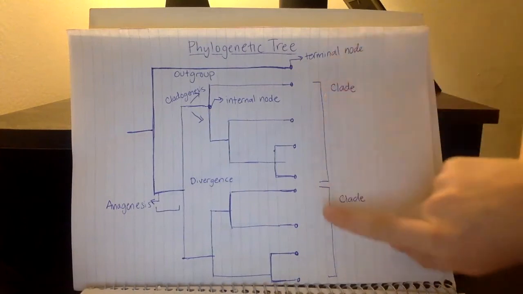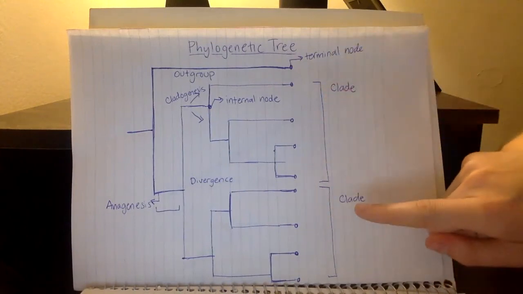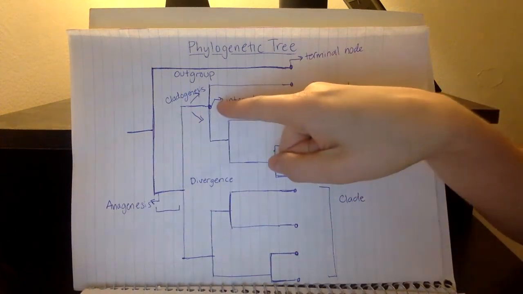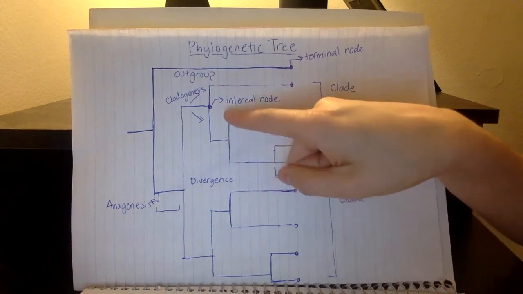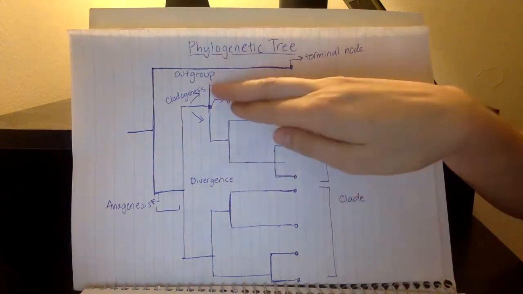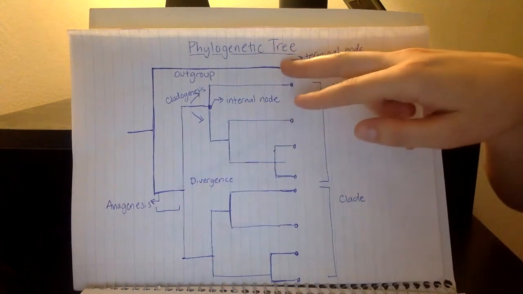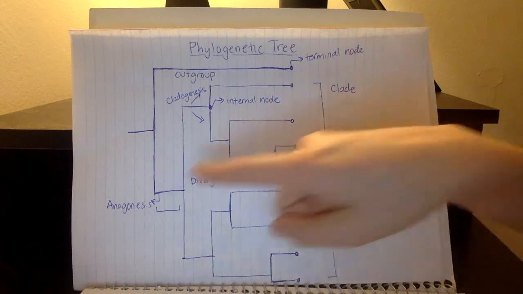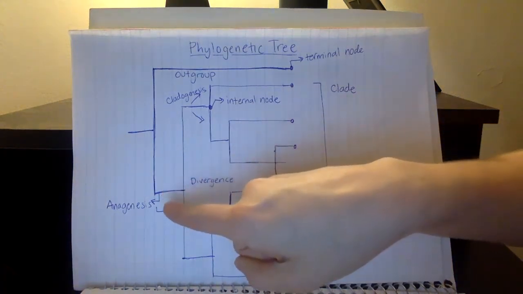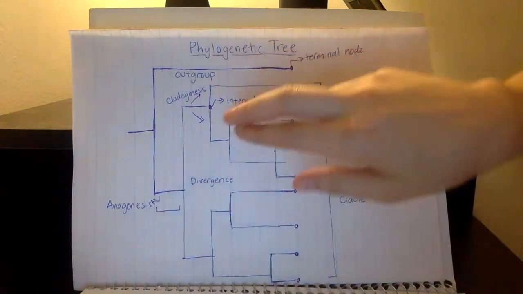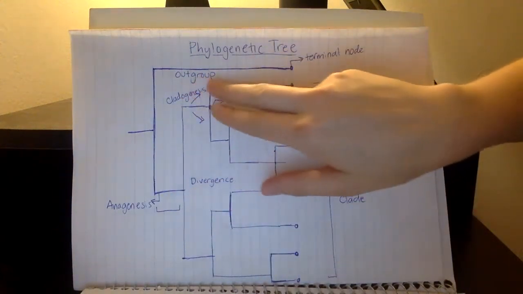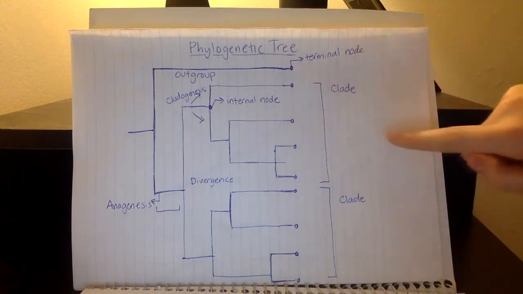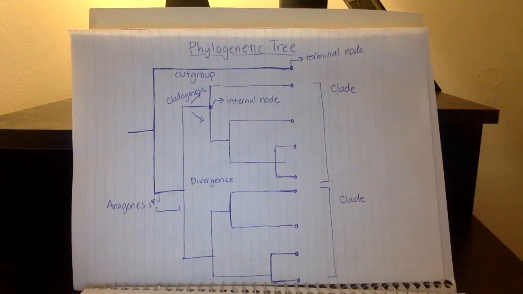Then we have the terminal nodes, which are at the end, and they show the present day organisms. And then we have the internal nodes, which represent the most recent common ancestor between two different organisms or two different splits. And then lastly, we have anagenesis and cladogenesis. Anagenesis is just evolution within one lineage, and then cladogenesis is evolution between two different species. So one lineage turning into two different lineages. And then these are clades, which basically just group the different branches together.